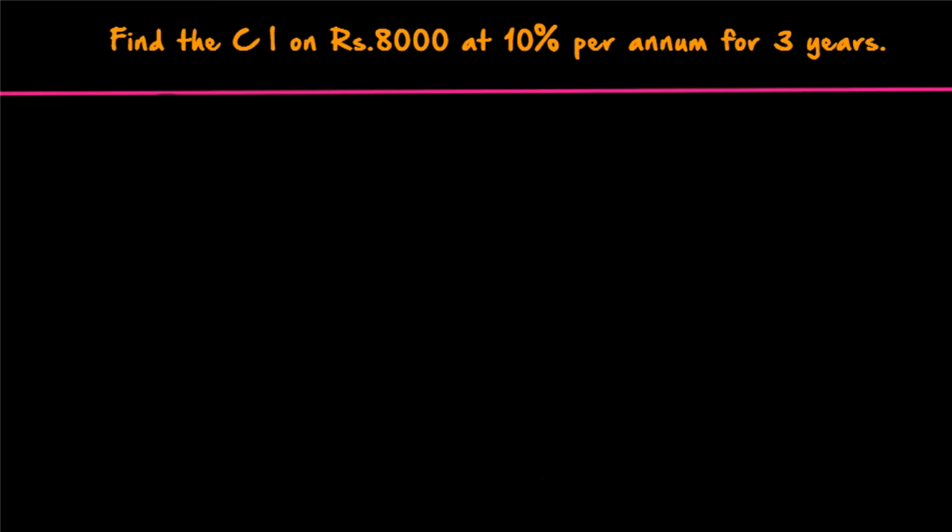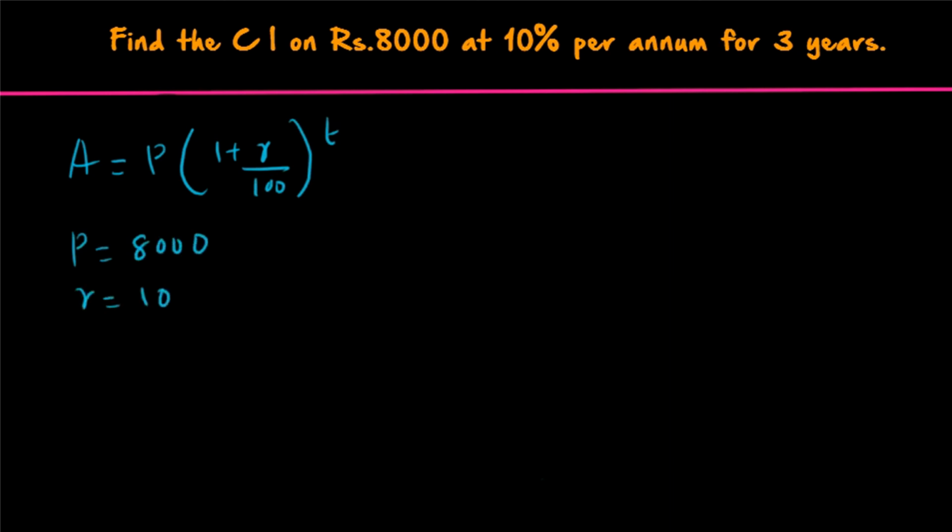So how can you find the compound interest? If you subtract the principal from the amount, you will be getting the compound interest. And we are having the direct formula for amount. Amount is equal to P into 1 plus R by 100 the whole raised to T. And P is equal to 8000, R is equal to 10 and T is equal to 3.